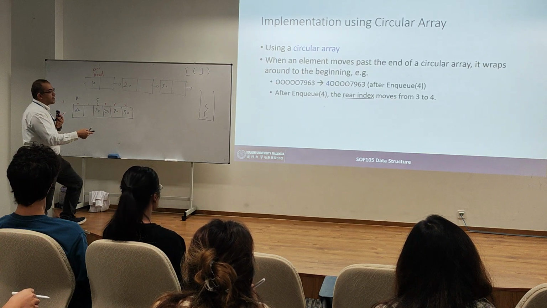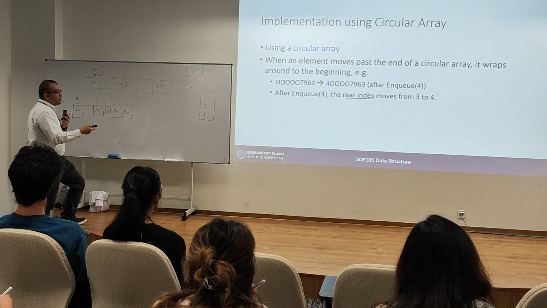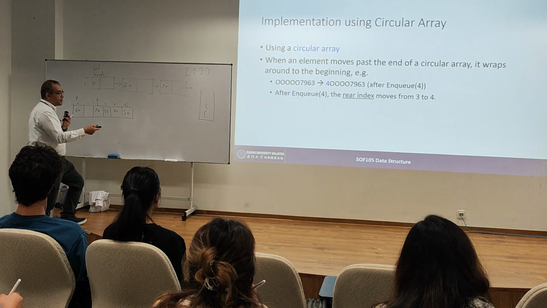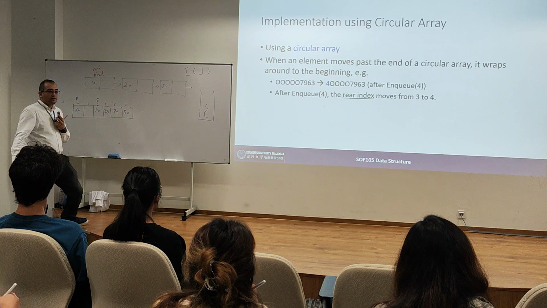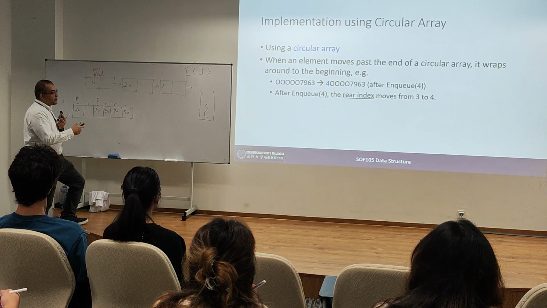Then I have my array look like this. Here all empty. This is my front. This is my rear. Now I want to enqueue 4. What do I do? I exceed the boundary of the array. And if I exceed the boundary of the array, what should I do? Go back to the beginning. Simple, right? So I go back to the beginning. I insert 4 over there.